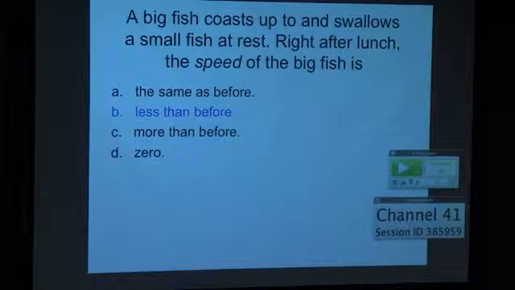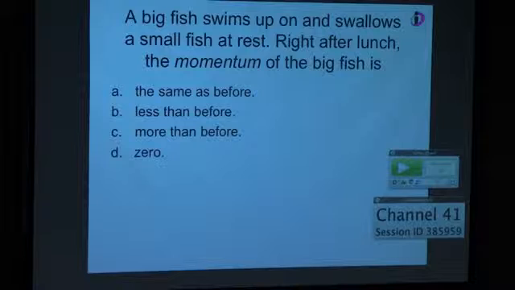Questions? Then, let's look at just the momentum of the big fish. Same scenario, I'm just asking you about its momentum now instead of speed. Little tricky.